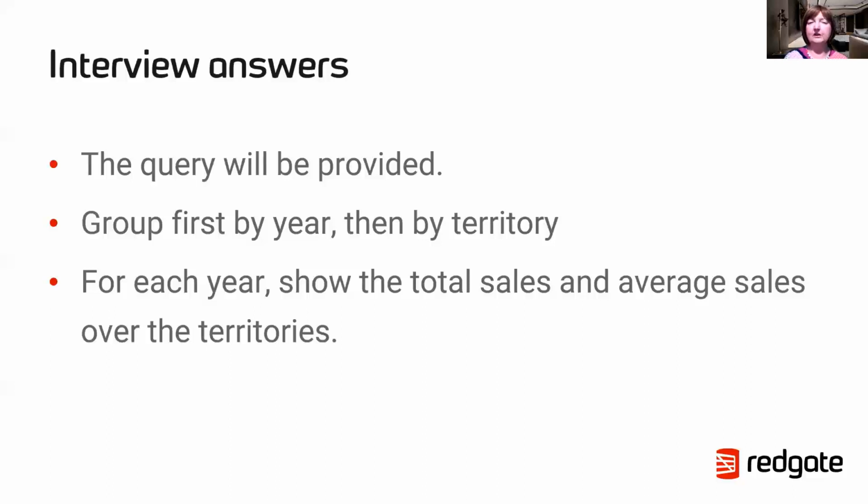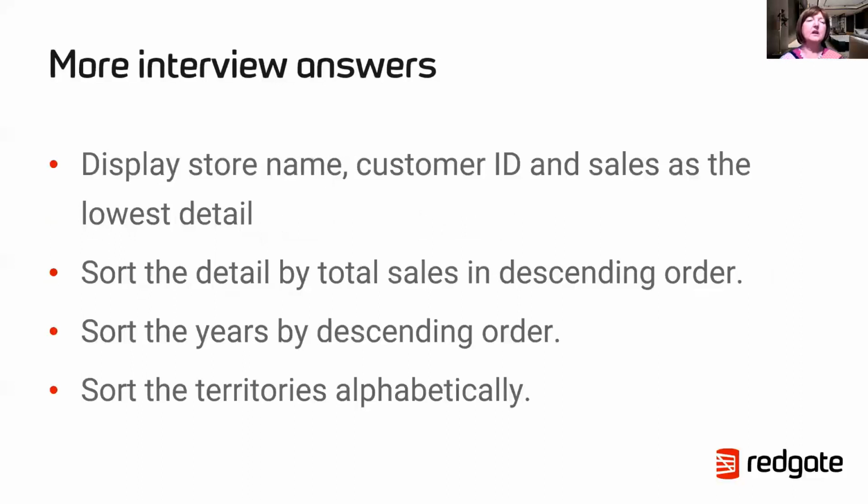Group first by year, then by territory. For each year, show the total sales and the average sales over the territories. So the average sale, not by individual sale, not by customer, but by territory. In the detail row, display the store name, the customer ID, and the sales. And there's also some special sorting requirements. Sort the detail by total sales descending order. Sort the years by descending order. And sort the territories alphabetically.